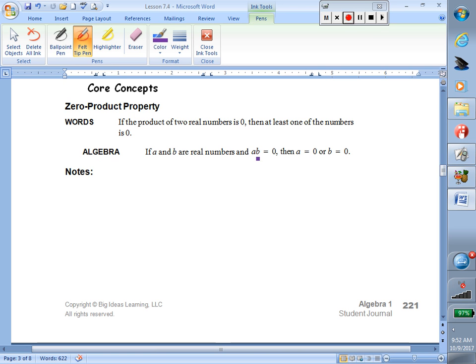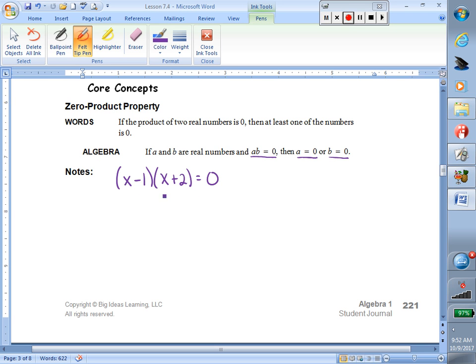So we see in the symbol piece, the algebra piece, if a times b equals 0, then that means that either a is 0 or b is 0. They could both be 0. 0 times 0 would still get me 0. So now we're going to use that idea to help us solve our polynomial equations in factored form.